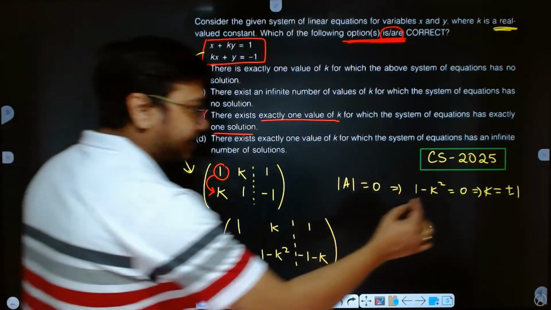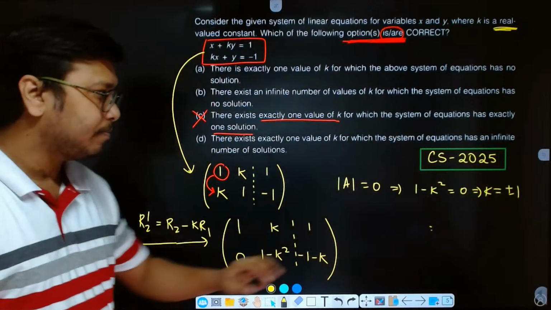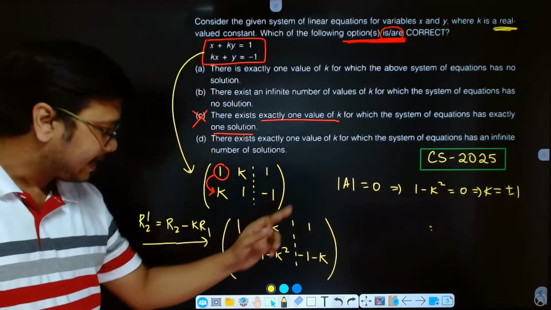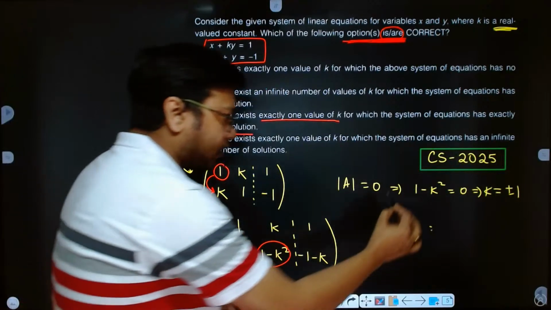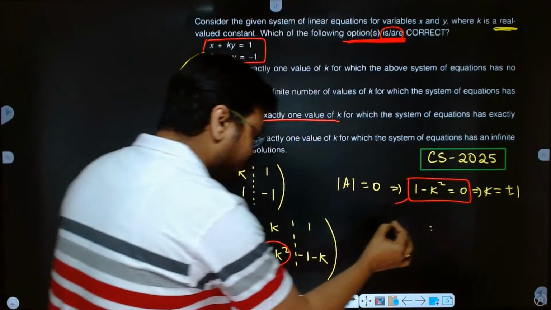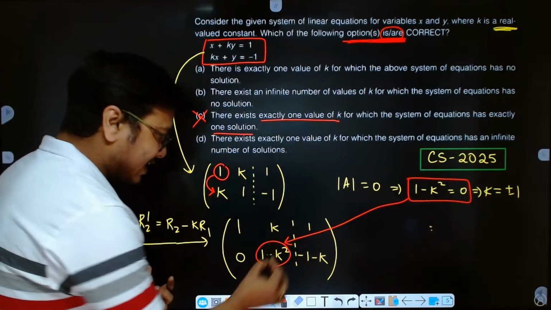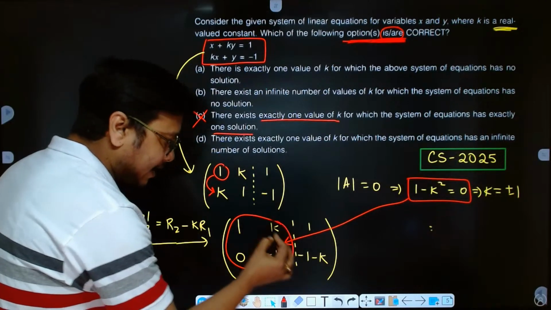Now if k value is plus 1 or minus 1, I can see this position is 0. Obviously I'm taking 1 minus k square equal to 0, so this position is becoming 0. So that means the rank of the A part has become 0.